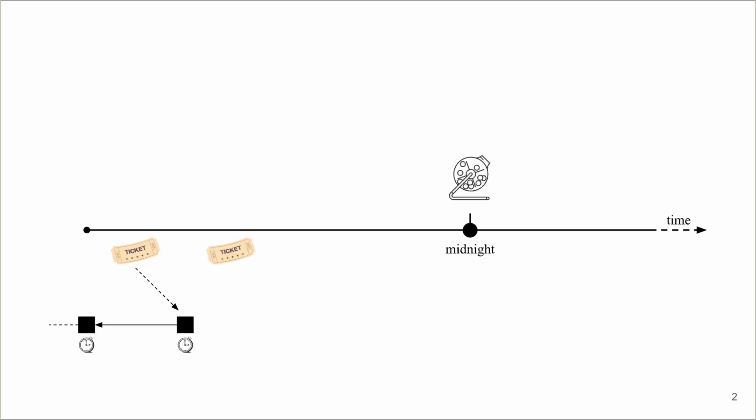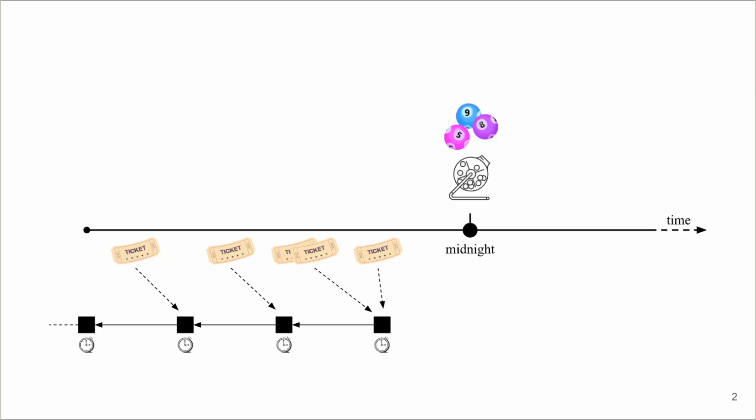So, another ticket can be bought in the next block that gets included into the stable chain, because this block also has a timestamp before midnight, and then 3 more tickets can be bought in the next block that also has a timestamp before midnight. Now, at exactly midnight in the real world, the lottery takes place and certain numbers are drawn.